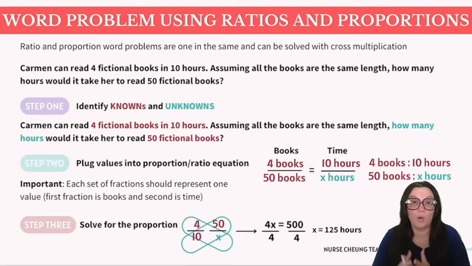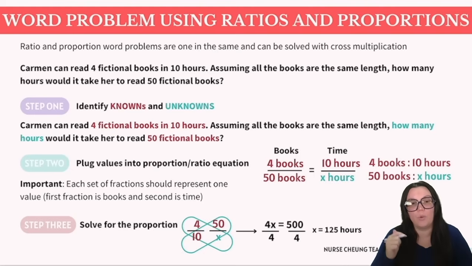Now let's take a look at word problems using ratios and proportions. Ratio and proportion problems are one and the same, and they can be solved with the same cross multiplication that we've been using this entire video. Starting with our example, we have Carmen can read 4 fictional books in 10 hours. Assuming all the books are the same length, how many hours would it take her to read 50 fictional books?